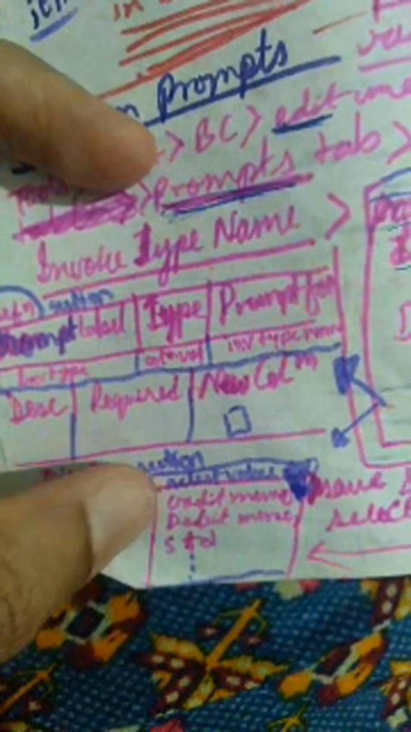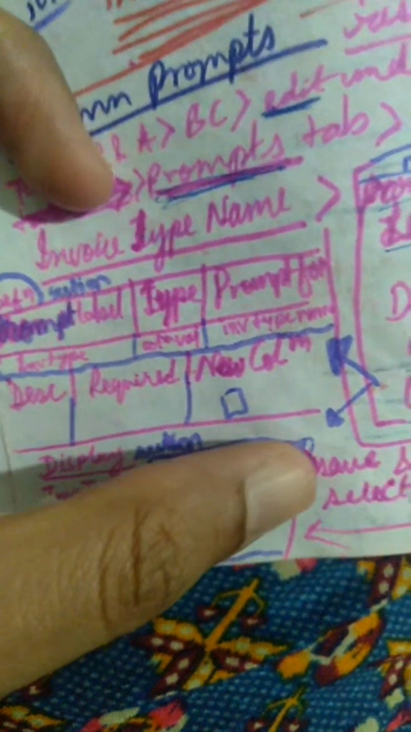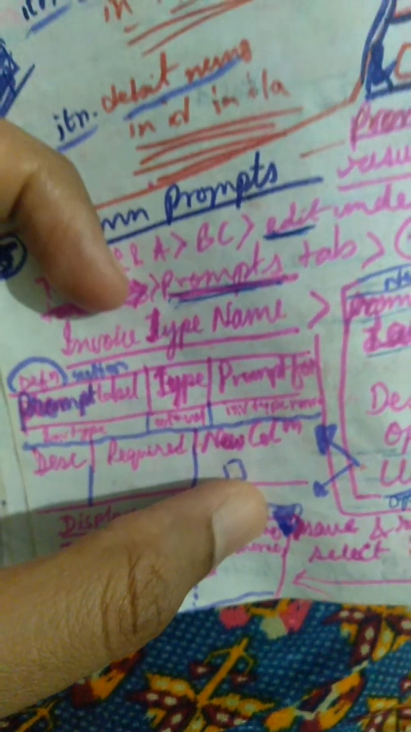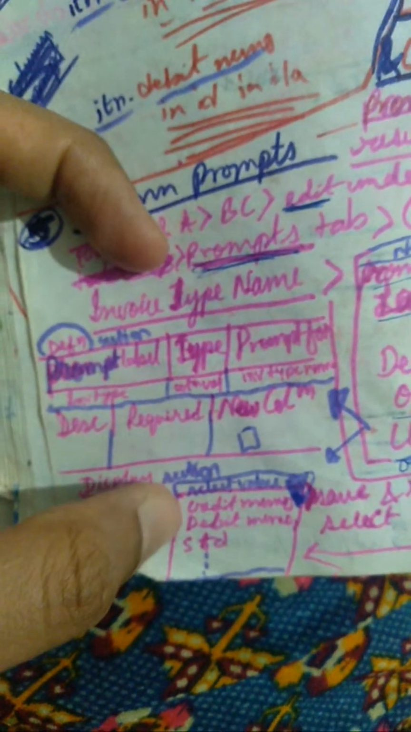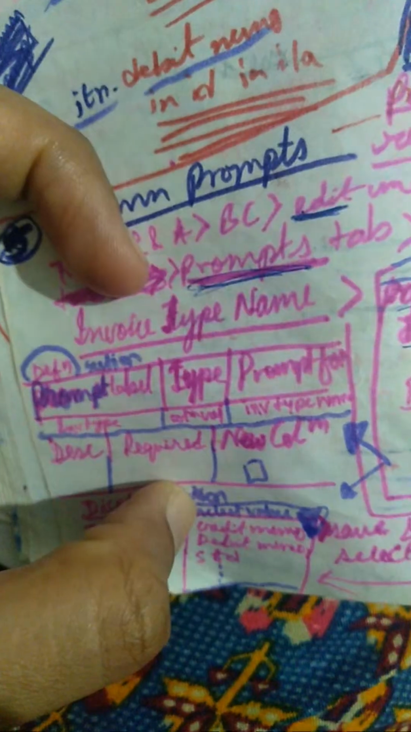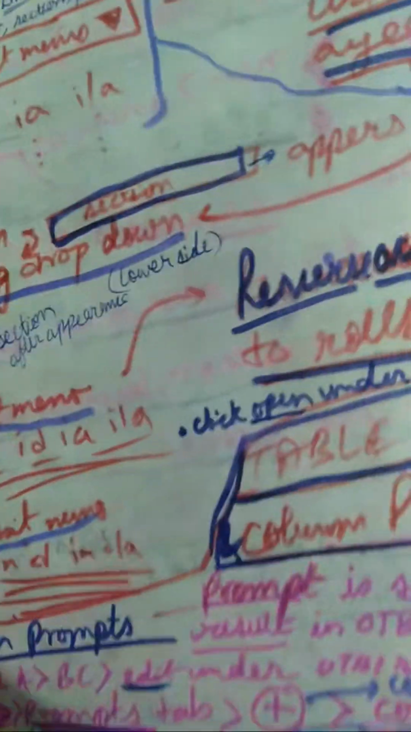Like here in the output, in the display section, invoice type, it will have a value by default, something will be written here, and once you click on the lower arrow beside here, all the values will be displayed. By default, no value will be selected here. So this is how we can differentiate between a table prompt and a column prompt.